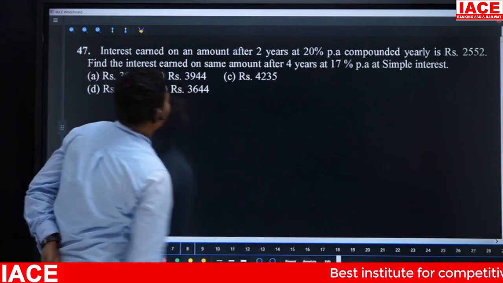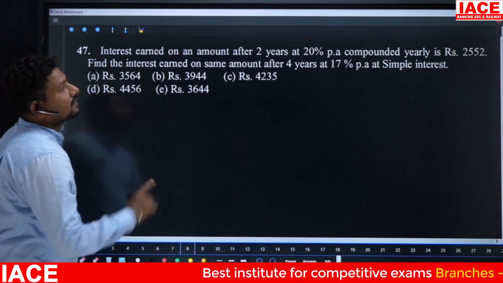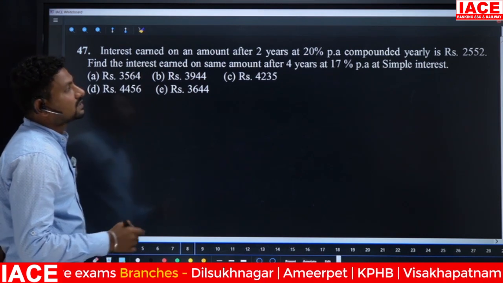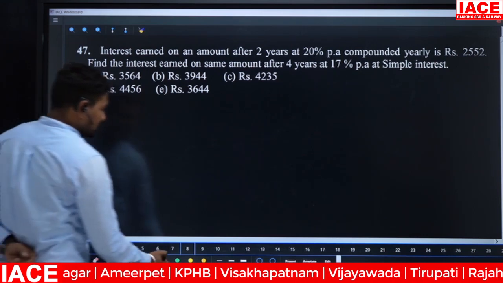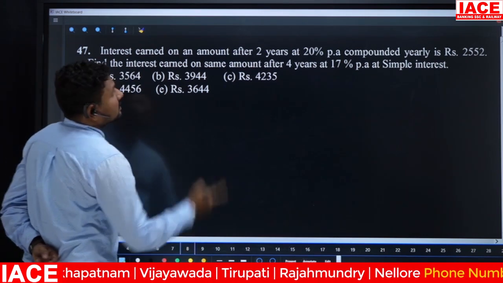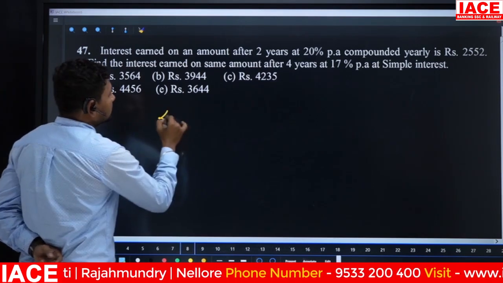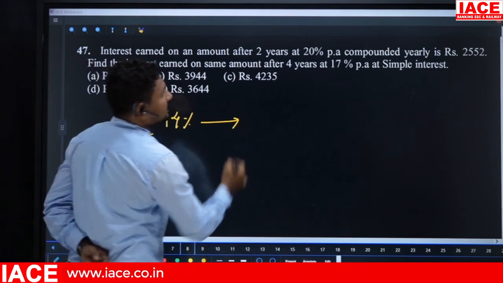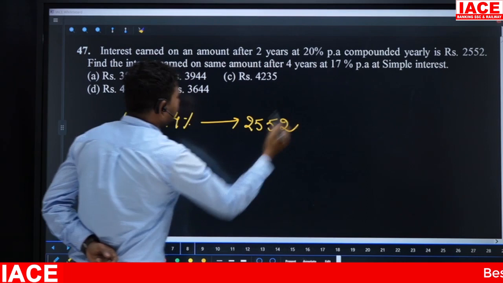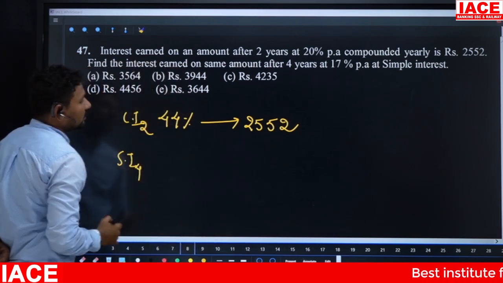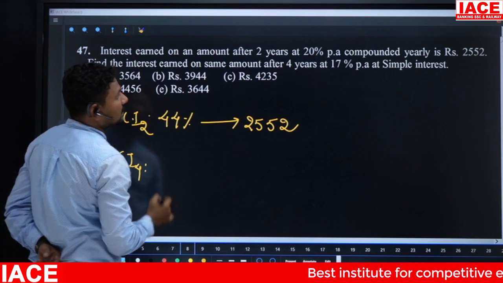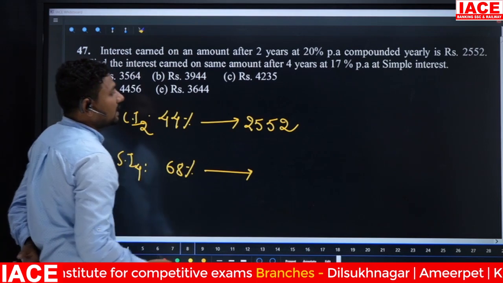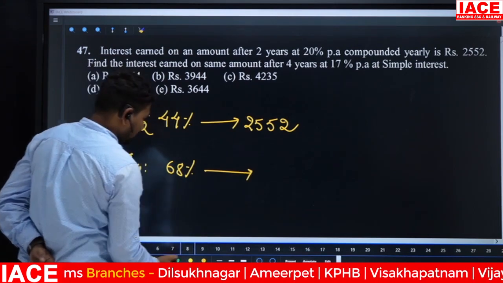Interest earned by an amount after 2 years at 20% per annum compounded yearly is 2552. Find the interest earned on the same amount after 4 years at 17% per annum, simple interest wise. Coming to the explanation, 20% for 2 years is 44% as per compound interest for 2 years. 44% is equal to 2552 and we need the simple interest for 4 years. Simple interest for 4 years at 17 means 68%. So 44% value we know, then we should calculate how much for 68%. We'll go for the calculation.